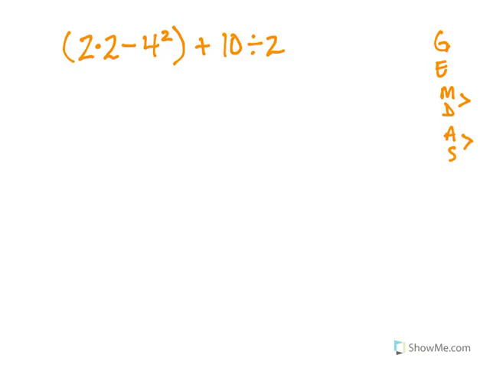The first thing I got to do is groups. Do I have a group? Yes, I do, and it is right here. Circle and focus. Nothing else exists except 2 times 2 minus 4 squared. That is all you need to be looking at. Do not worry about the plus, the 10, the divided, or the 2, because that's not in my group. So let's first solve the group.